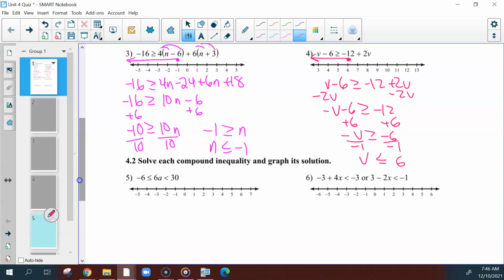It just so happened that all of these were greater than or equal to, all of these were equal to inequalities. That wasn't like intentional. So, do we have any questions on any of those? How they were solved? Anything that you're not sure why something's incorrect?